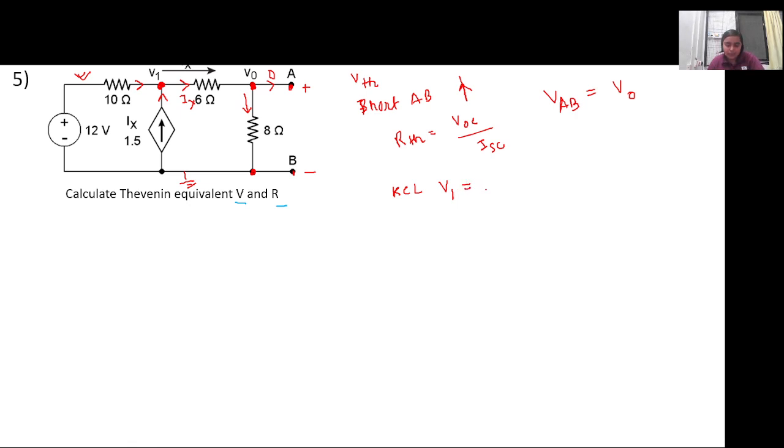When we apply KCL here, what will the KCL equation be? V0 minus V1 upon 10 plus 1.5 Ix is equal to Ix. Yes.